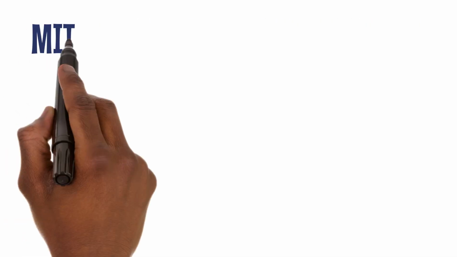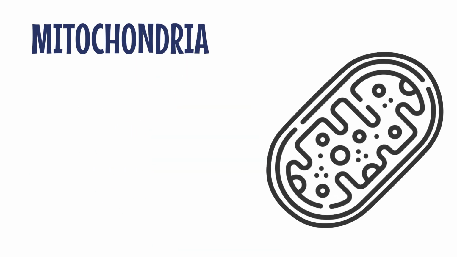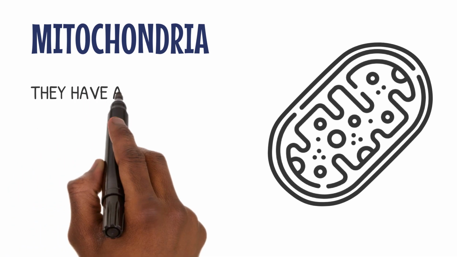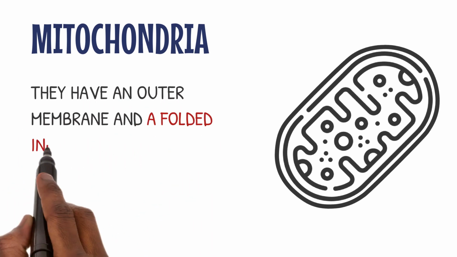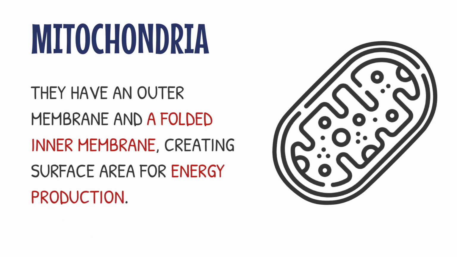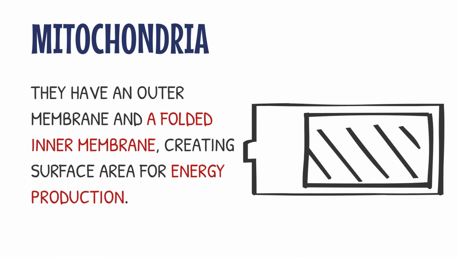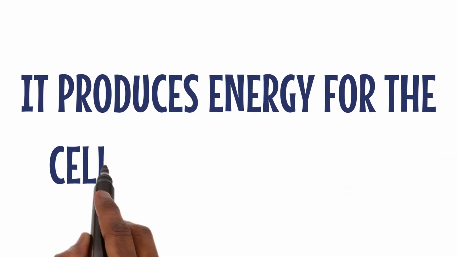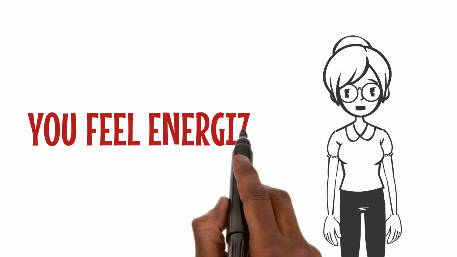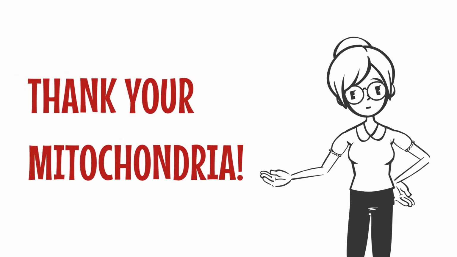Let's explore the mitochondria. They are like tiny powerhouses inside our cells. They have an outer membrane and a folded inner membrane, creating more surface area for energy production. Think of them as the energizers of the cell. It produces energy for the cell in the form of ATP, just like a power station provides electricity to a city. So, next time you feel energized, thank your mitochondria.